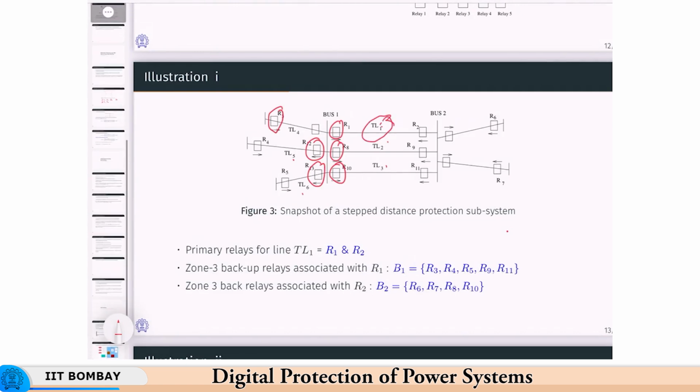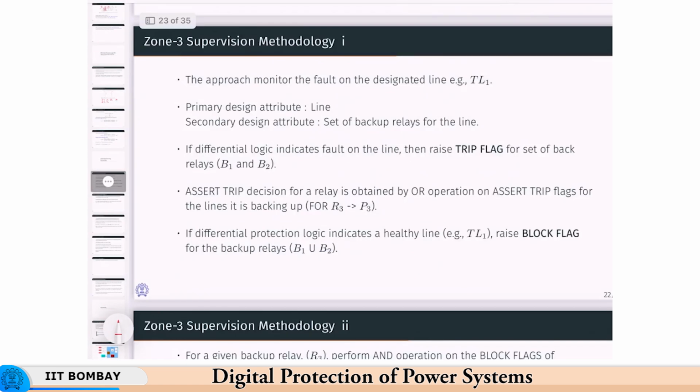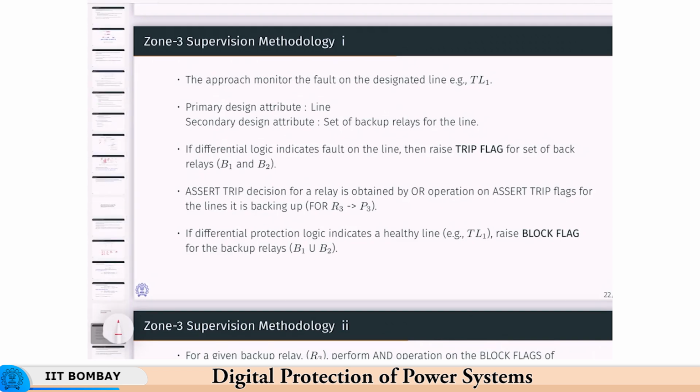Okay, where were we? So, the approach will be to monitor the fault on the designated line. The primary design attribute is the line in this case, and the secondary design attribute is the set of backup relays for that line. Okay, that set we saw. What are the backup relays for line TL1?